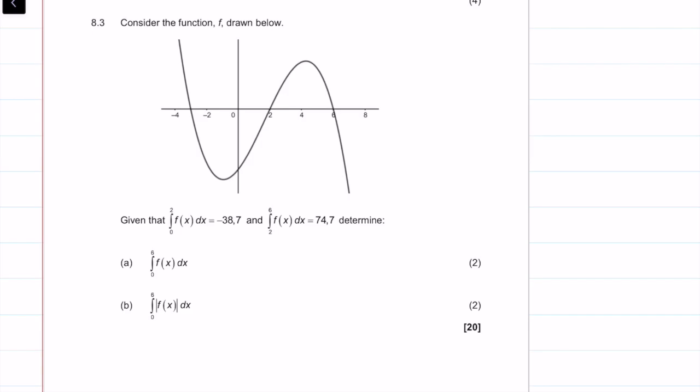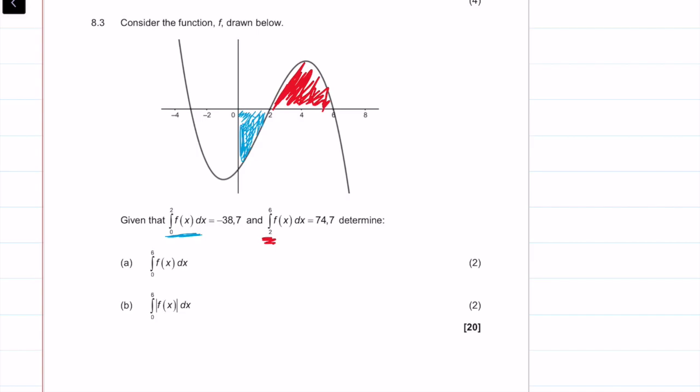8.3, we have a nice graph that's been given, and it says that the integral from 0 to 2 of f of x is equal to minus 38.7, and the integral from 2 to 6 of f of x is equal to 74.7. So what does this integral tell us? It's telling us the area under the graph, or in this case above the graph. The area from 0 to 2 is going to be my blue area, and from 2 onwards to 6 is going to be my red area.